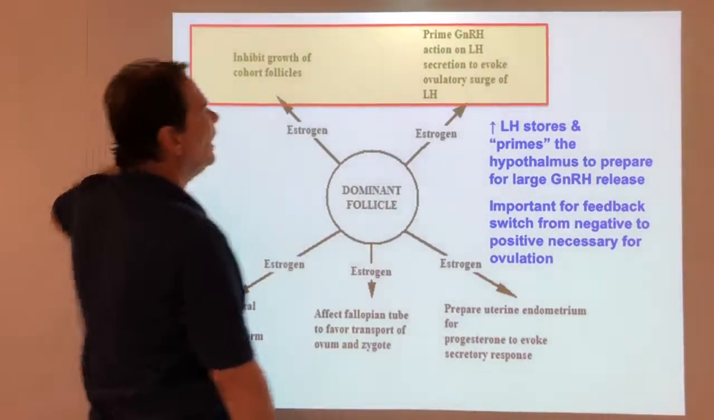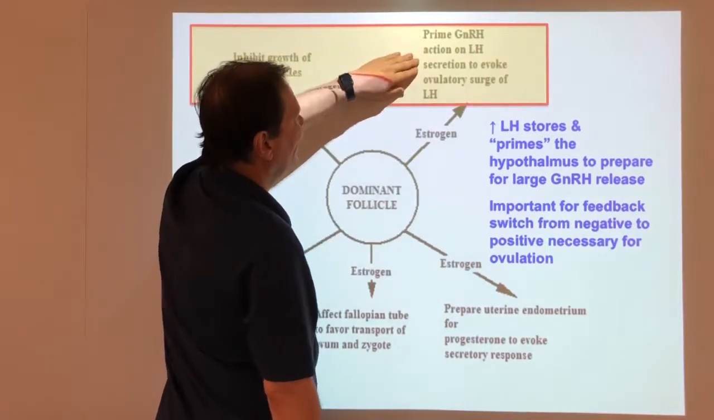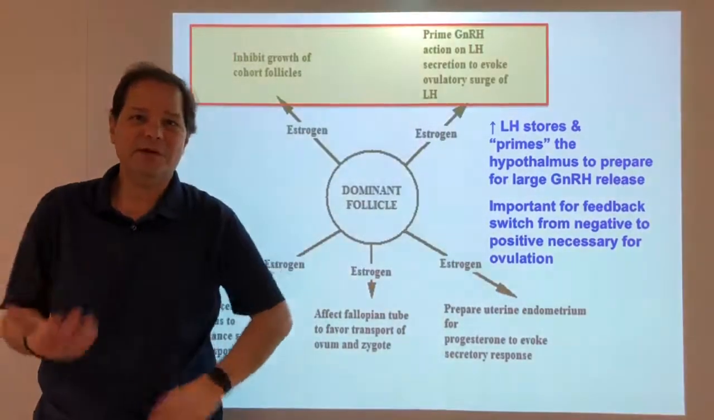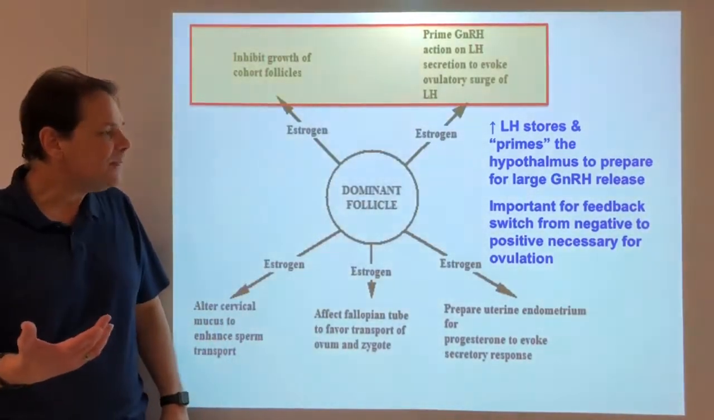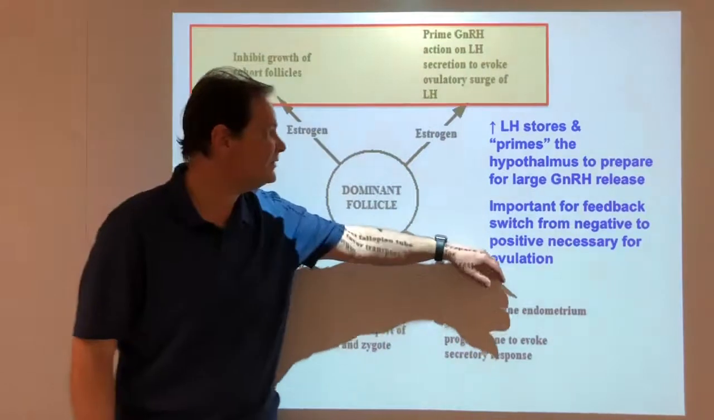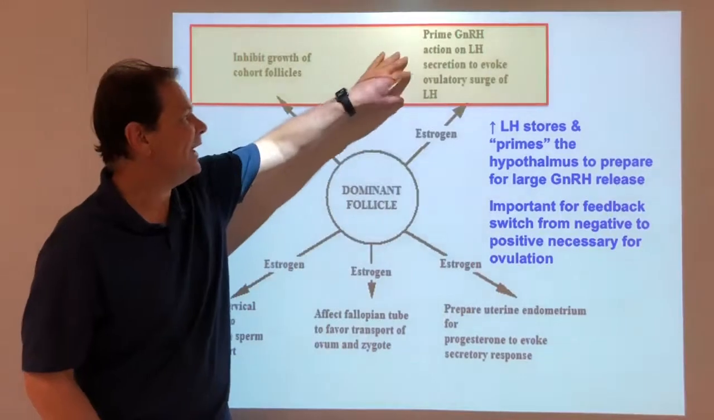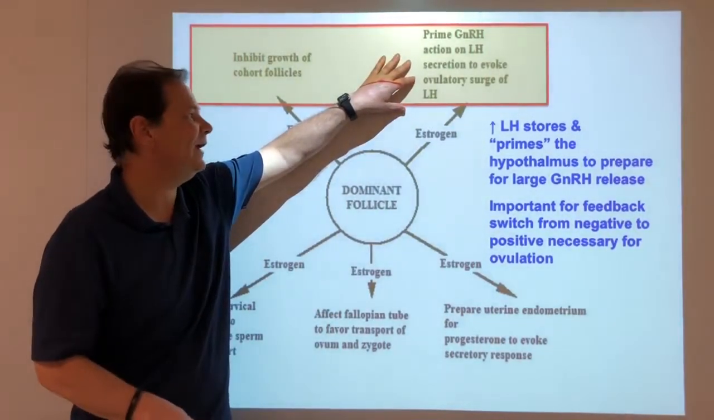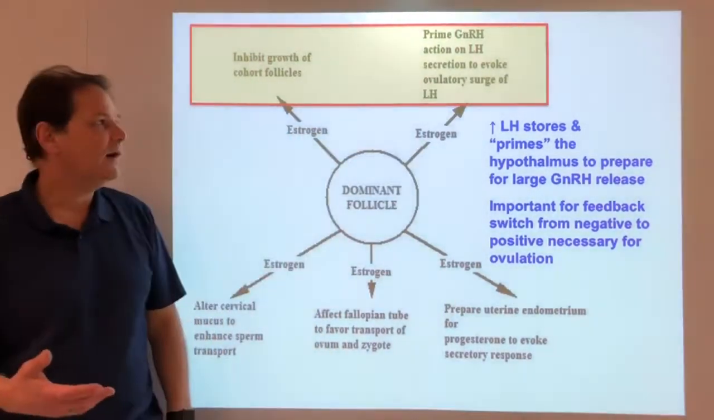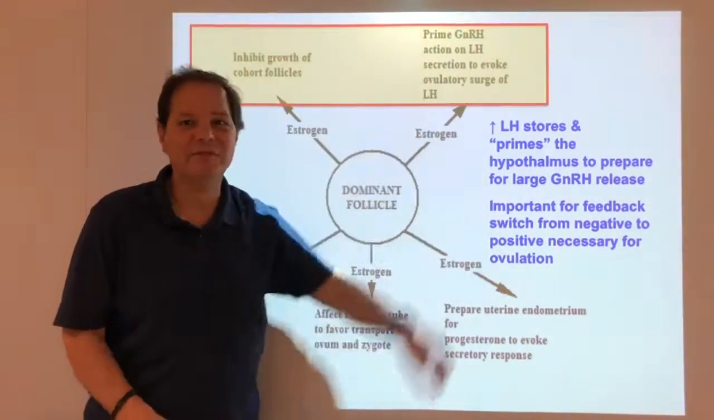The estrogen also primes the hypothalamus to secrete GnRH, and it increases LH stores in the anterior pituitary. This is going to become very important when we go into the process of ovulation, because this is initiated by what's known as an LH surge. And that LH surge needs a lot of LH stored away in the anterior pituitary, and it's going to need a lot of GnRH generated to stimulate the release of that LH.